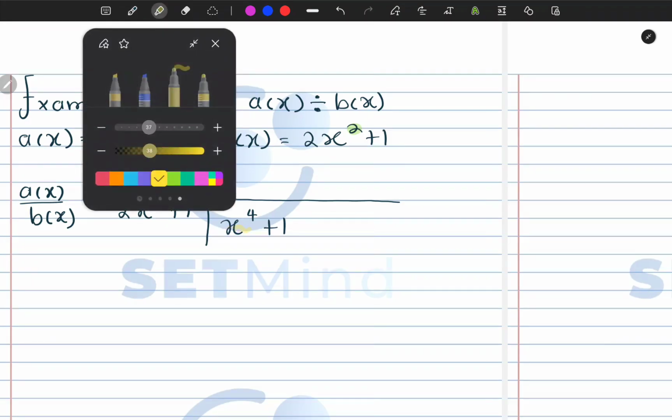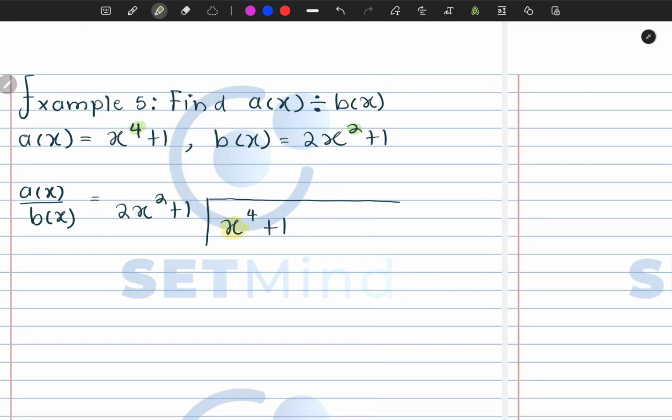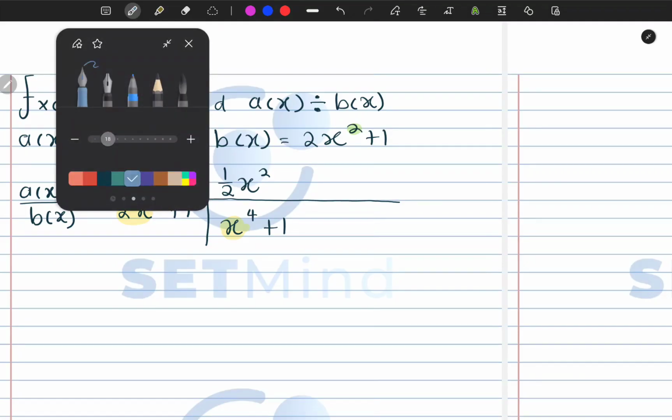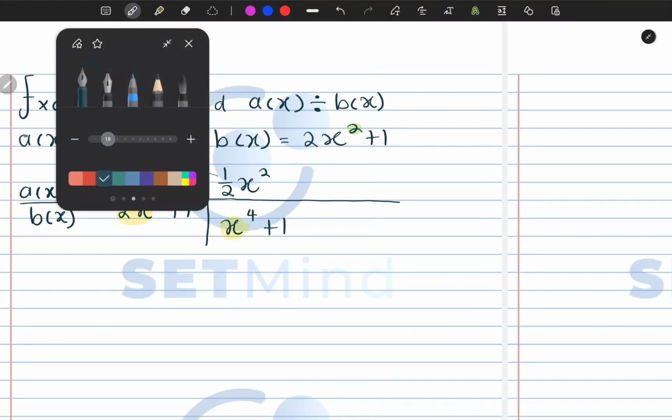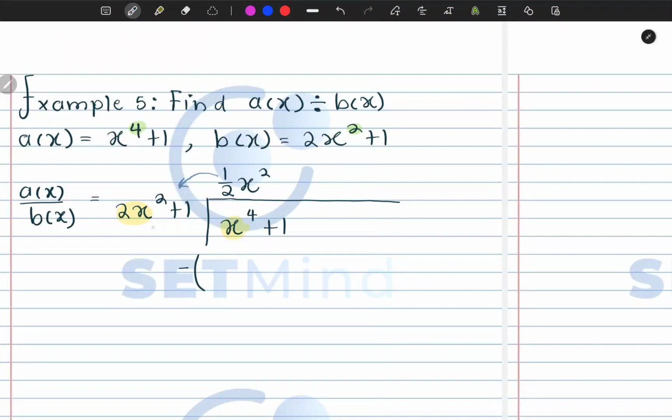So let's do our division. So it will be x to the power of 4 divided by this here, which is 2x squared. So if you think carefully, when you divide those, what you will get is half of x squared, like that. Then we take this here, we multiply it with all what is there. So we'll always minus with all what is there. So when you multiply half of x squared with 2x squared, what you get is x to the power of 4 plus half of x squared, like that.